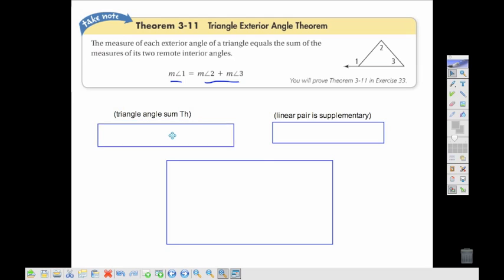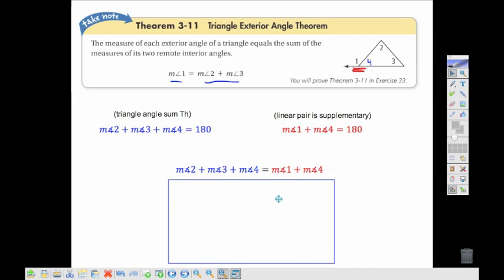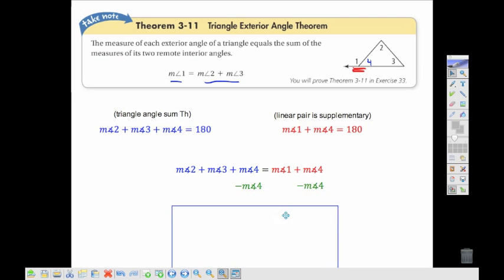The proof's pretty simple. If we look at the triangle angle sum theorem, we should note that angles 2, 3, and 4 are going to add up to 180 degrees because they're inside of a triangle. If I look at angles 1 and 4, we note that they are a linear pair, supplementary, and so they also add up to 180 degrees. Now since everything's adding up to 180 degrees, I can substitute angle 1 and angle 4 in for 180, and then I can subtract angle 4 from both sides. The measure of angle 2 plus the measure of angle 3 is equal to the measure of angle 1.